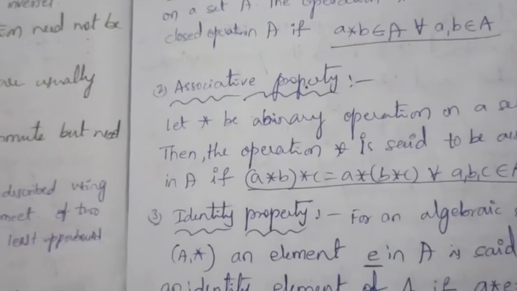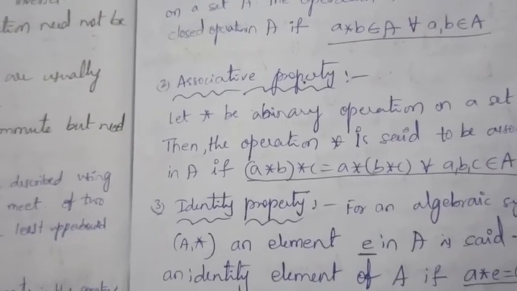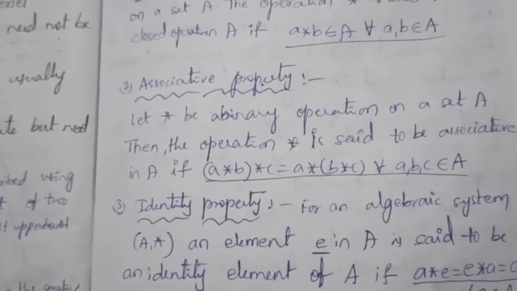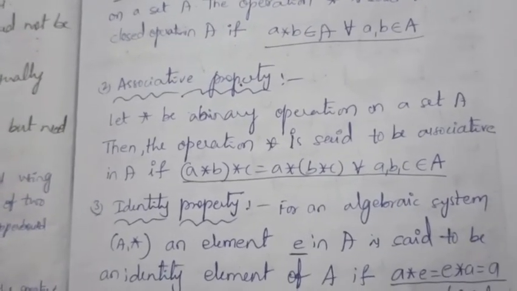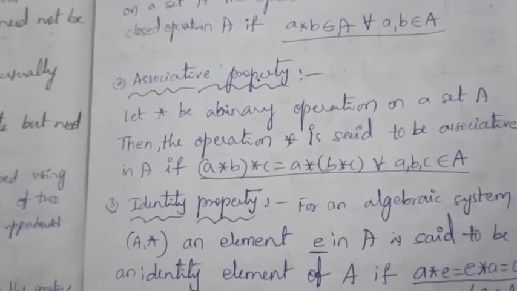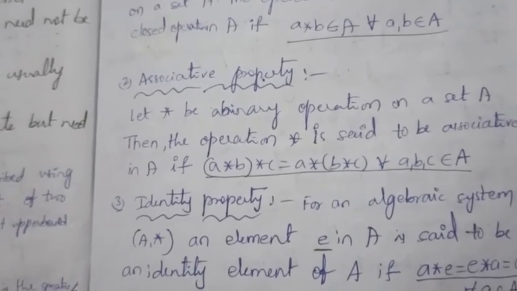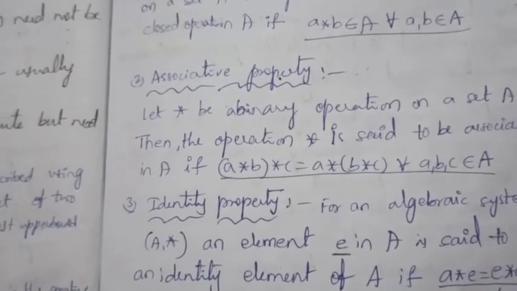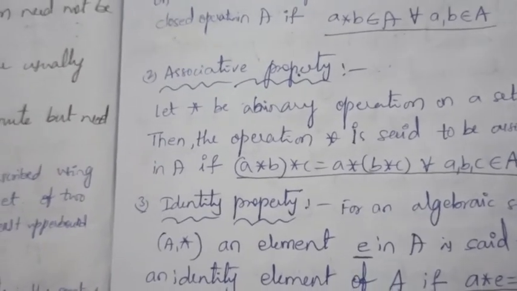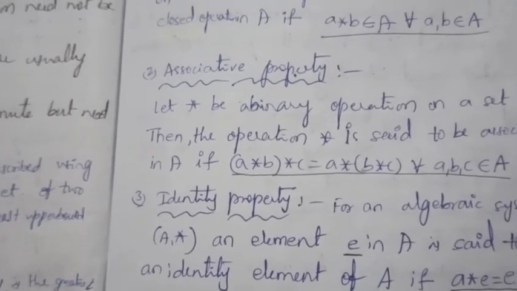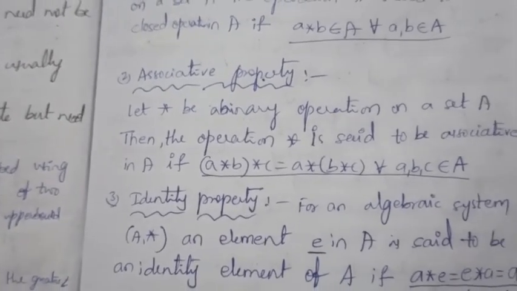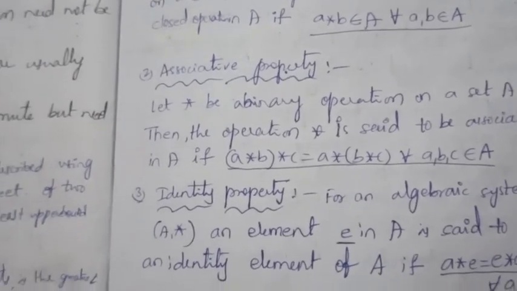And the next one is the associative property. Let star be a binary operation on a set A. Then the operation star is said to be associative if (A star B) star C is equal to A star (B star C) for all A comma B comma C belongs to A. These we all know; the associative property is a very familiar thing.